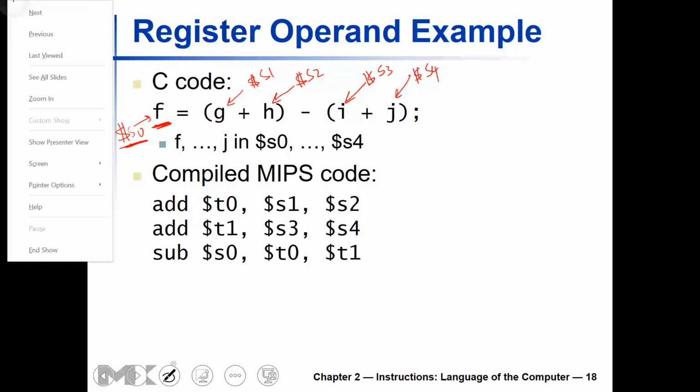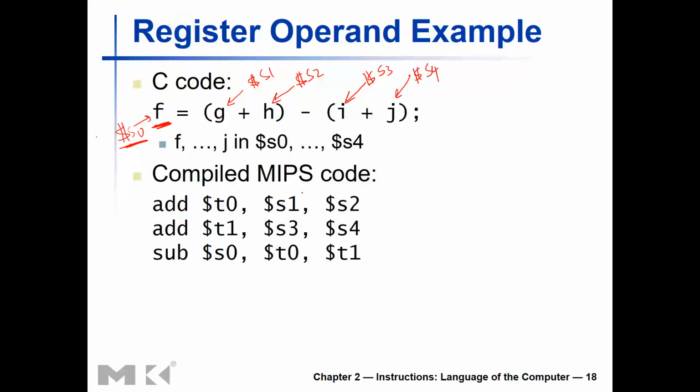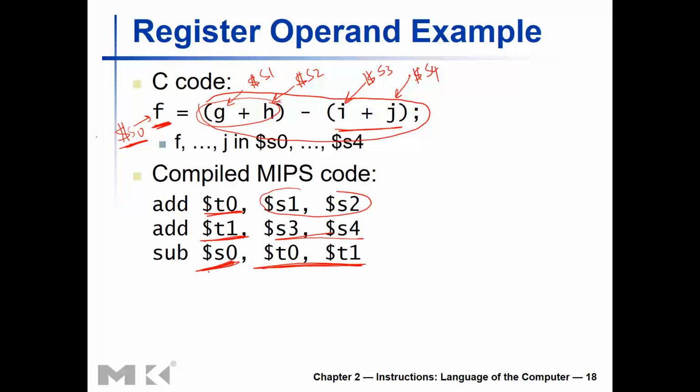So first I add $s1 and $s2, which is right here, and save in a temporary register, which is $t0. Then I add these two, and I save it in $t1. Then by subtracting $t1 from $t0, I am subtracting these two sub-expressions and saving the result. Notice I'm using add and subtract instructions.